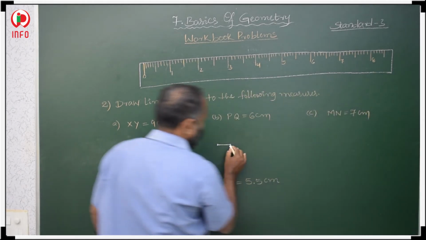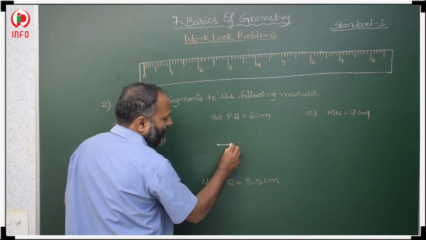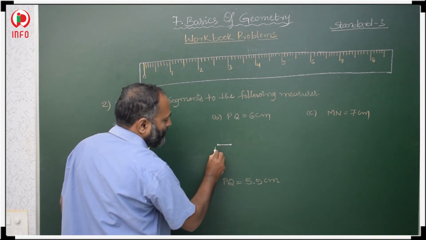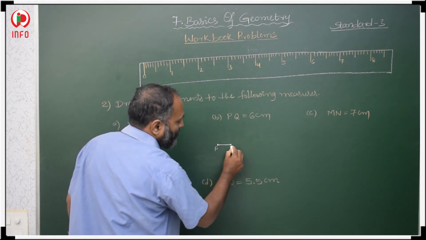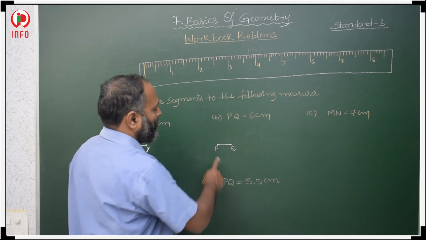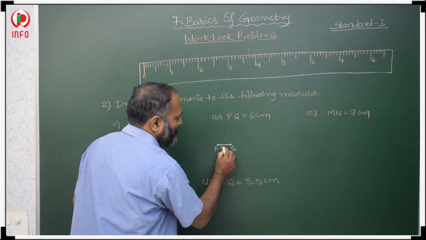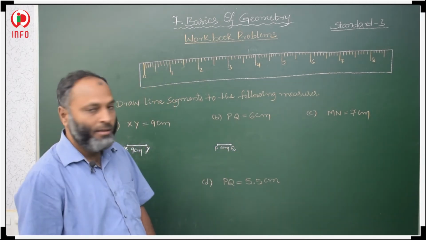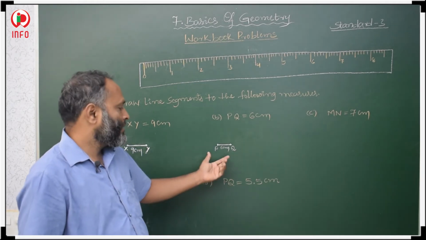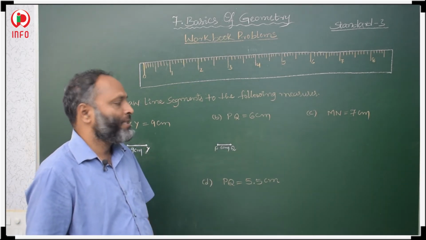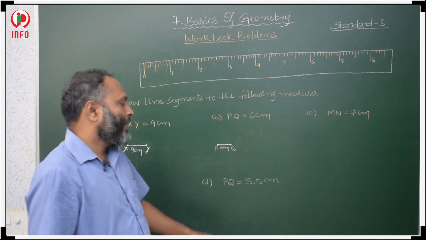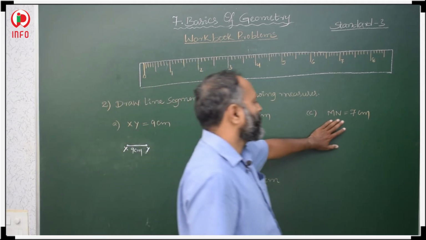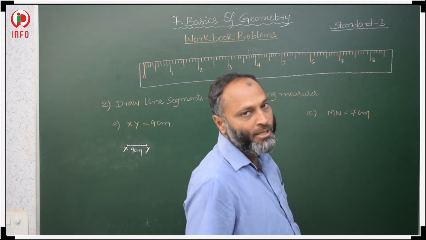Then this is the first point, this is the second point. Our first point is P and the second point is Q. Then the length of PQ is 6 centimeters. So, write 6 centimeters there. Like this we have to take the given length of a line segment. Okay. Here 7 centimeters. So how to draw a 7 centimeters line segment?